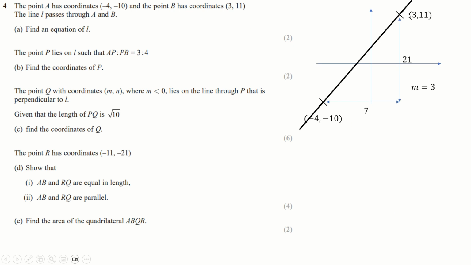is 3. Now we can just use y minus y1 equals m(x minus x1), as long as you just use the same x1 and y1 coordinate pair in here. We get this. You could have just left it as this because it just says an equation. But anyway, AP to PB is 3 to 4, so P is like here somewhere, 3 parts, 4 parts. That's 7 parts in total.